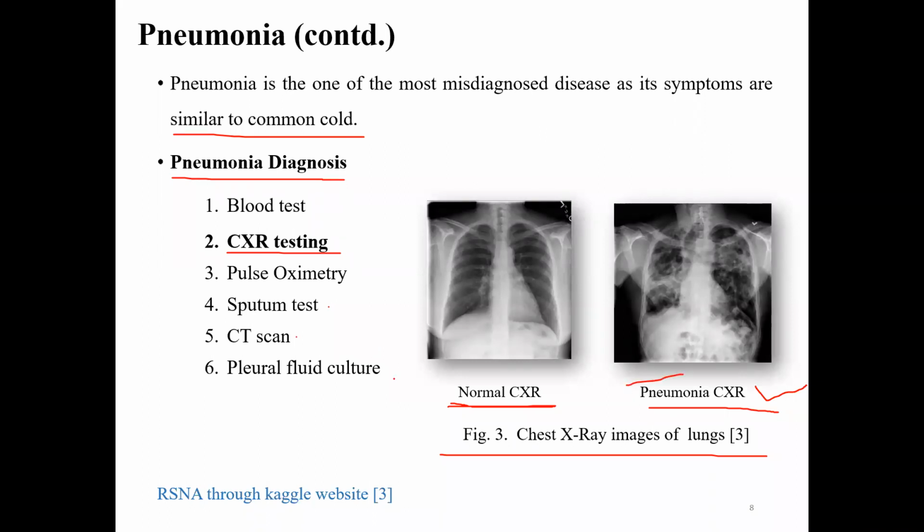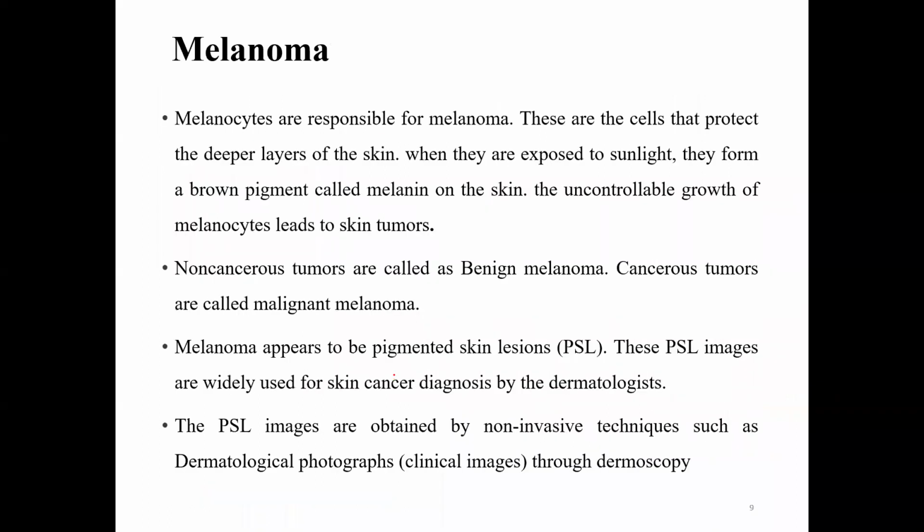And another disease which we have considered is melanoma. The melanocytes are responsible for this melanoma. What are these? These are the cells that protect the deeper layers of the skin. When they are exposed to sunlight, they form a brown pigment called melanin on the skin.